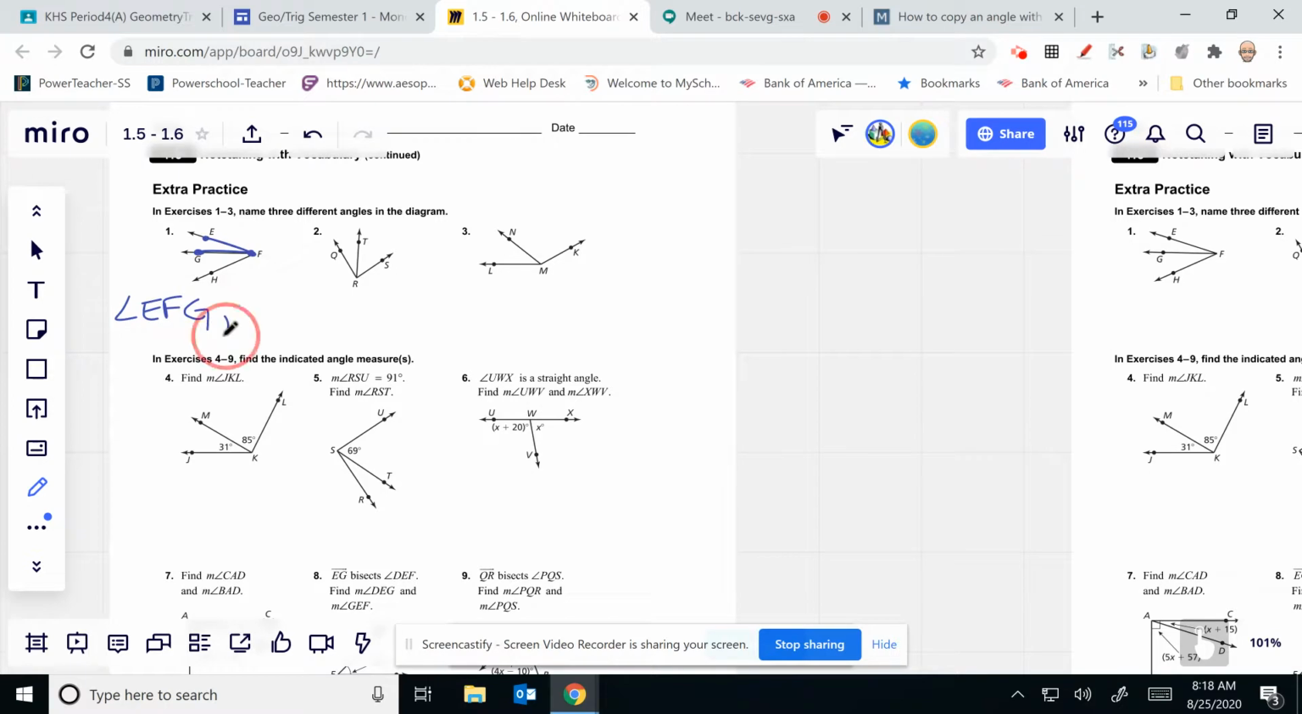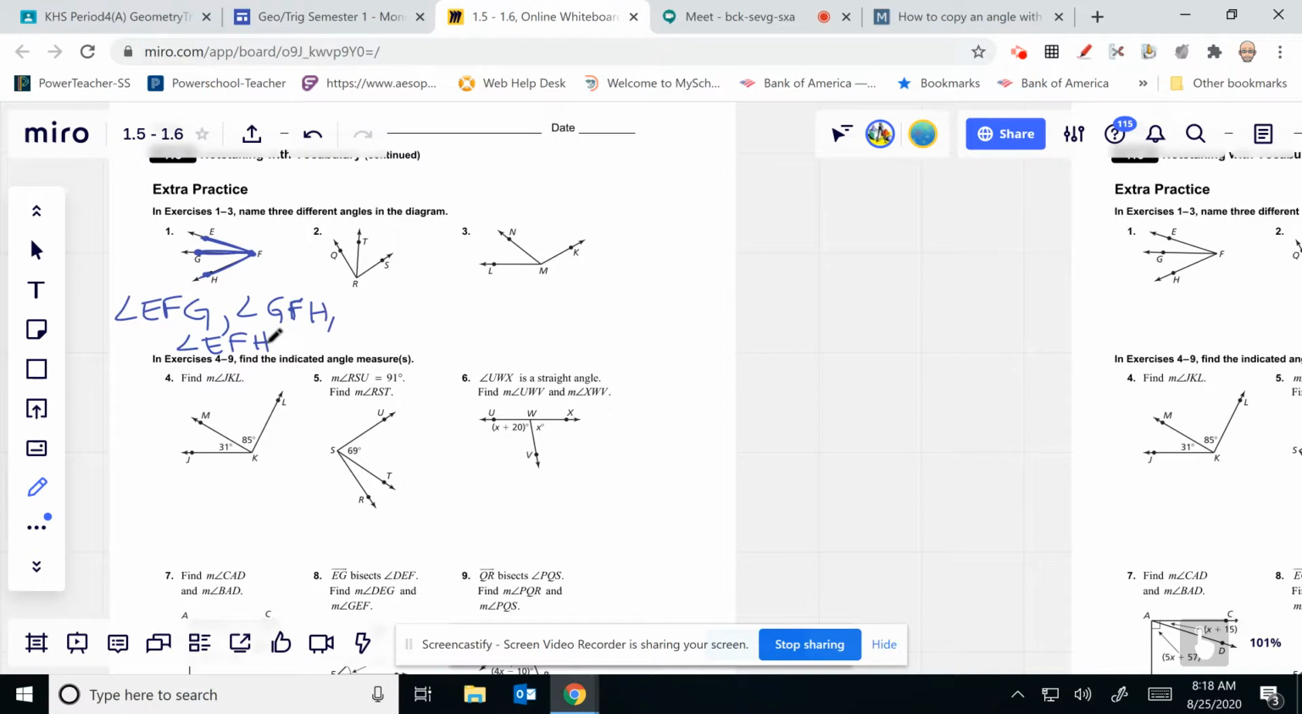Another angle could be starting at G, going to F, and then going to H, so GFH. The last angle would be the big angle with those two put together, E to F to H. So angle EFH. Notice that all three of those have F in the center because F is the vertex. F has to be center, F is the vertex. So that's how you would name three different angles.